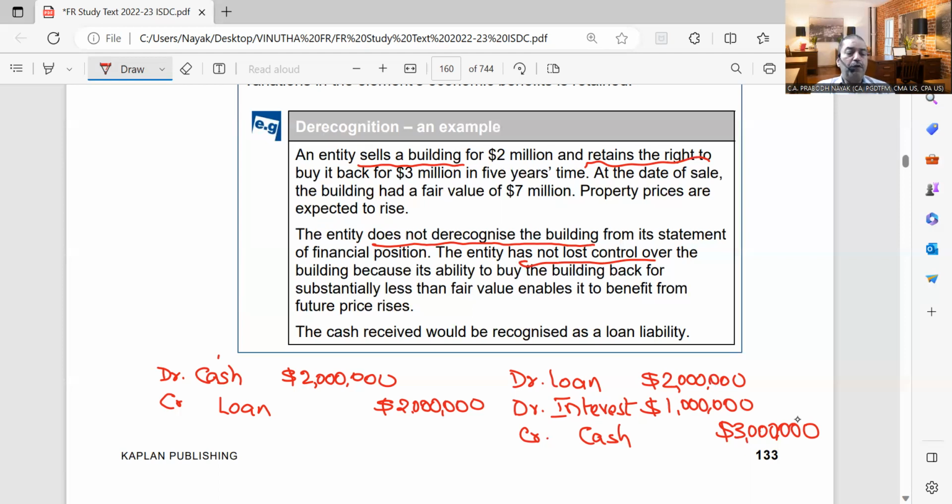In some books, instead of writing loan, they write it as financial liability. They don't use the word loan over here, they use the word financial liability. So in that case, here also you use the word financial liability.